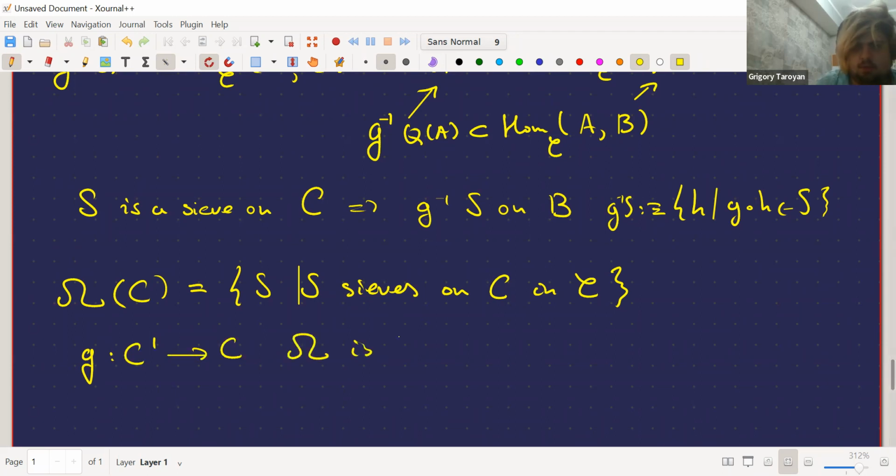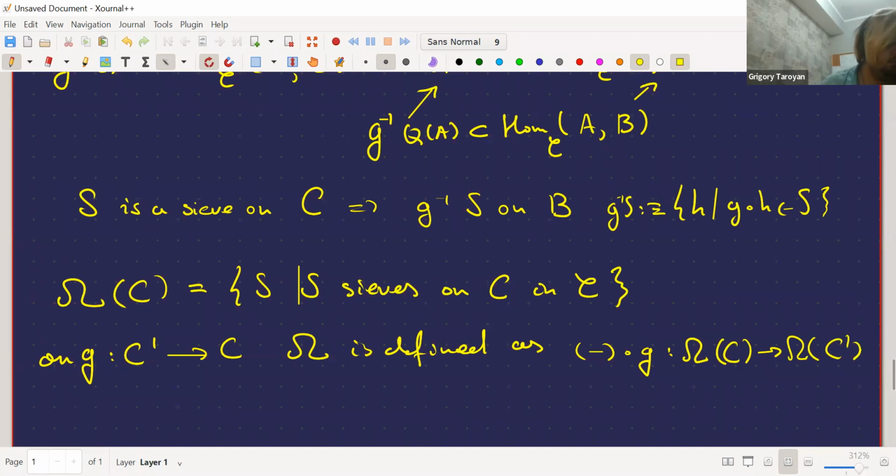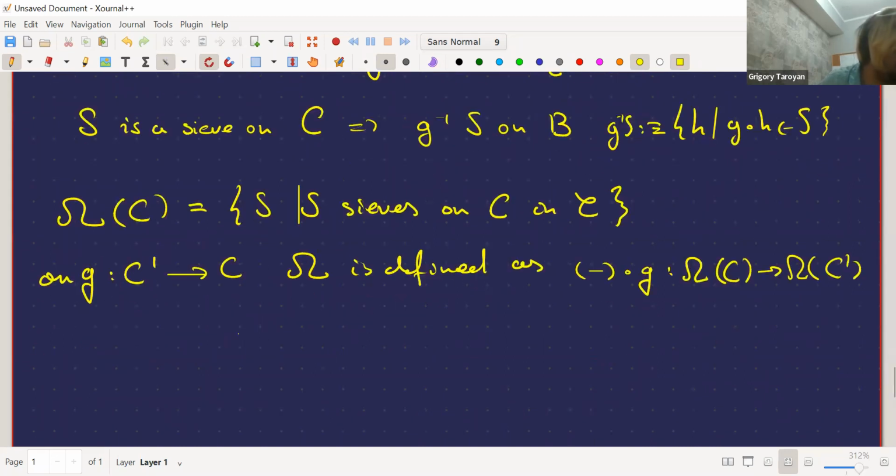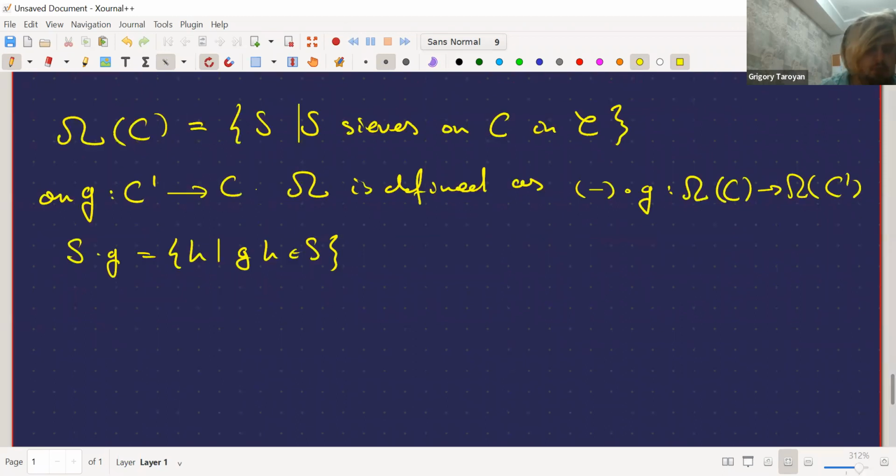So omega is defined like this. An action of morphism G on S is just H such that GH lands in S. Okay, now to construct a universal subobject classifier, not just a value on C, we need the following thing. We have a maximal sieve for each object C, as I said earlier.